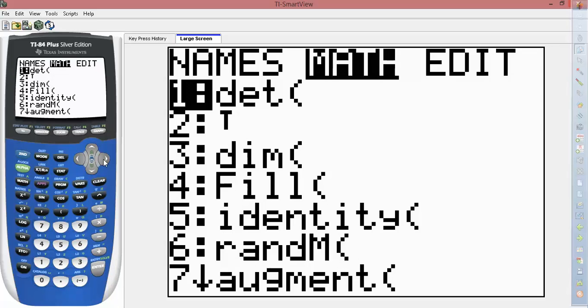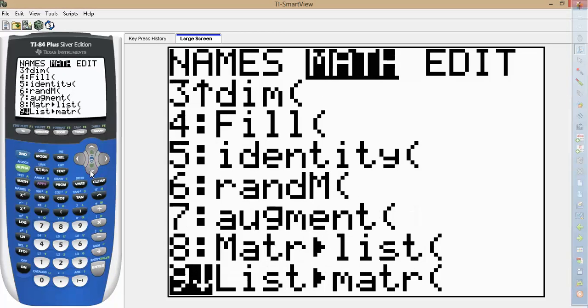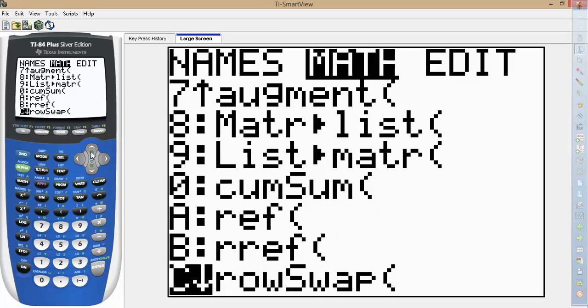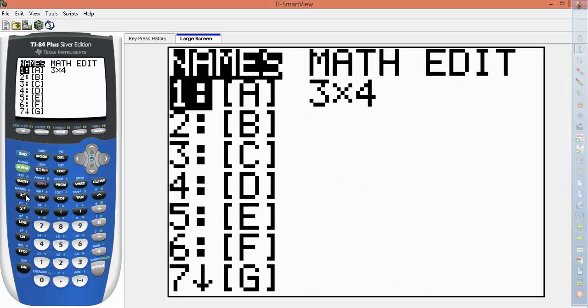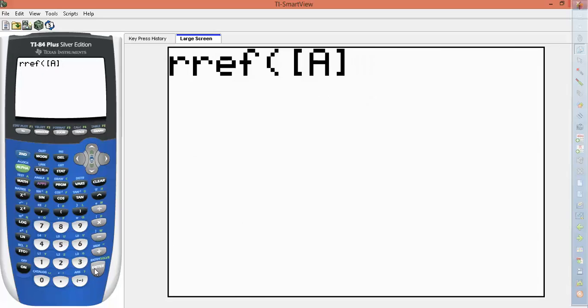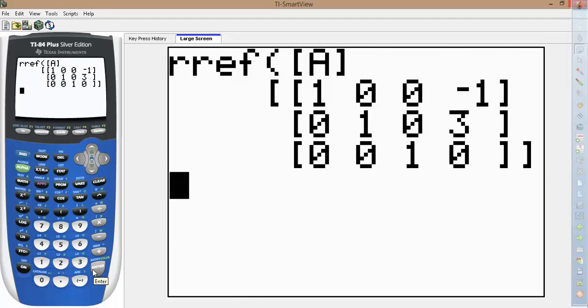Go over to the right to math. You can press alpha apps to jump there right away, or scroll down until you see reduced row echelon form, also known as RREF. Select that. It'll paste it to the home screen. Then press second, matrix again. And now don't edit the matrix that's 3 by 4. Just select it right here. It's matrix A. Just press enter. And then press enter again. Kaboom. There's our answer right there.